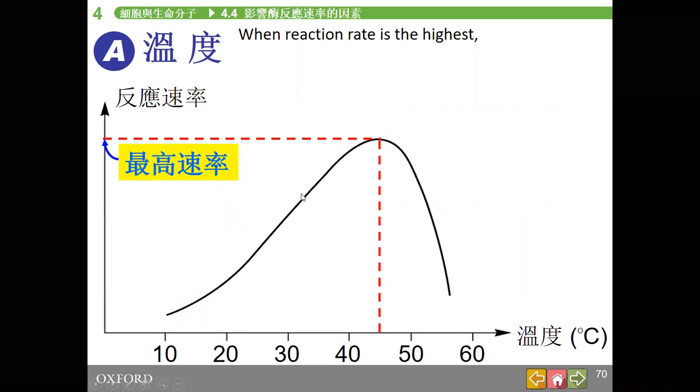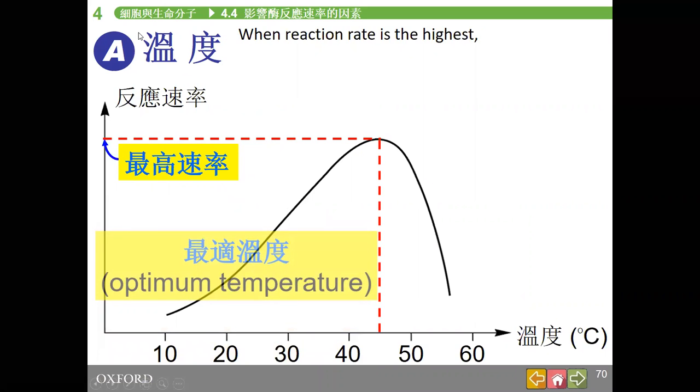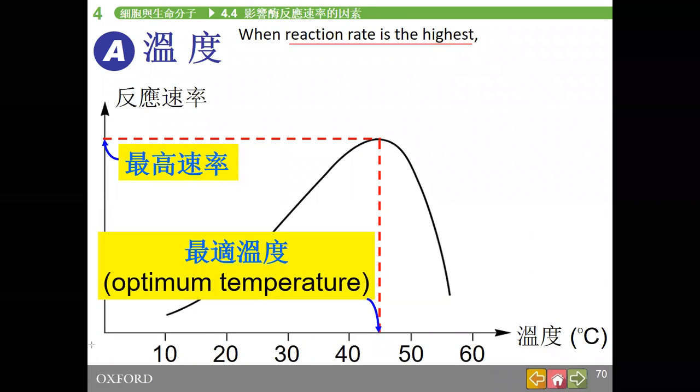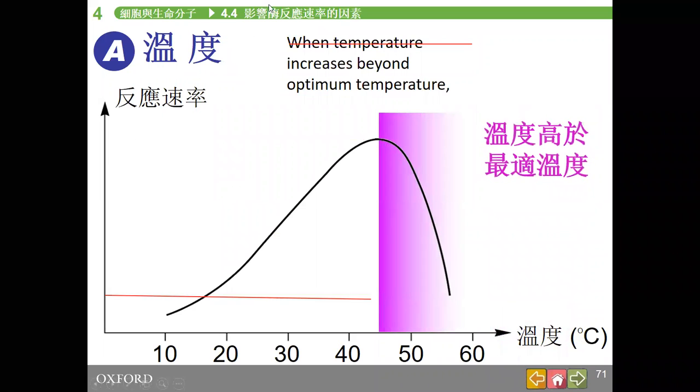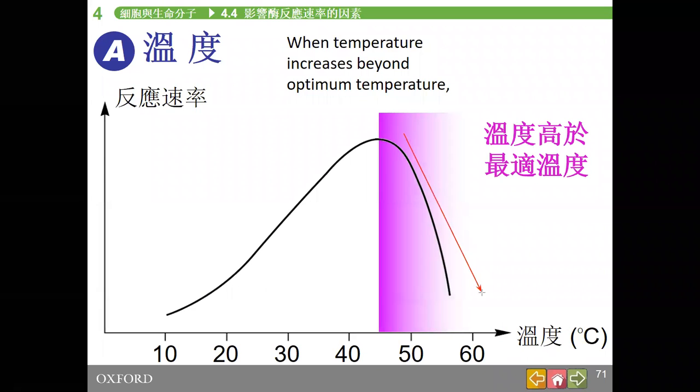So when the reaction rate is at its highest, we call it the optimum temperature. Optimum temperature, in Chinese, means the most suitable temperature. Okay, so after the most suitable temperature, where the reaction rate is the highest, when temperature increases further, you see that the reaction rate will go down.